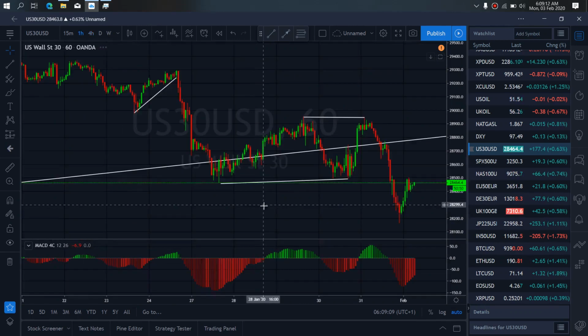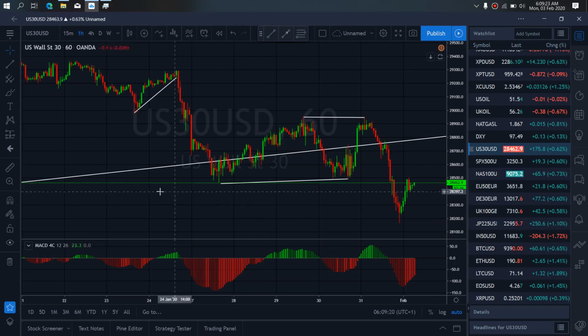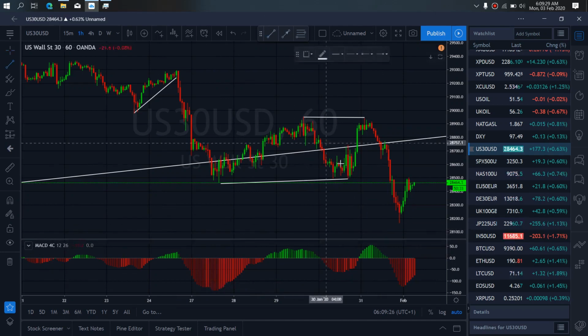We zoom to the 1-hour time frame. We want to watch out for those as well. This week corrects back, retest this top, and then gives us a setup to the downside. I want to watch out for the sales this week on US 30 Dow Jones Industrial Average. So I want to watch out for these as they develop.